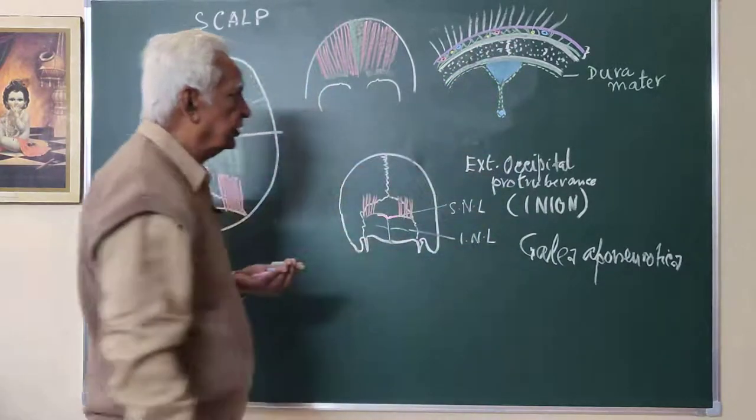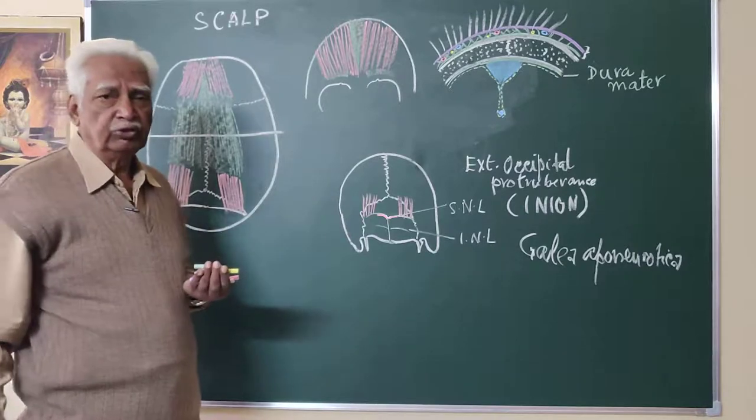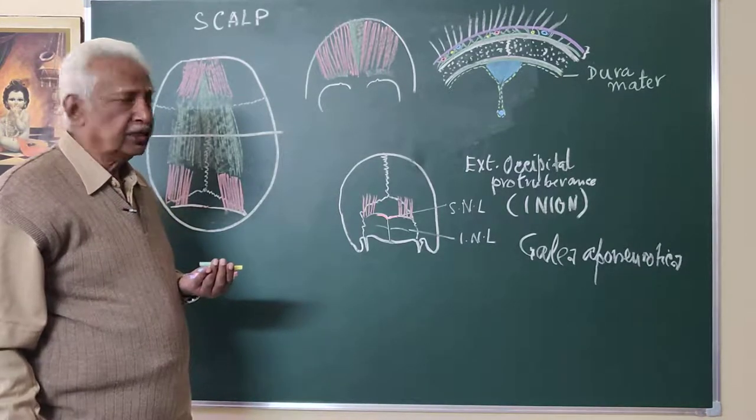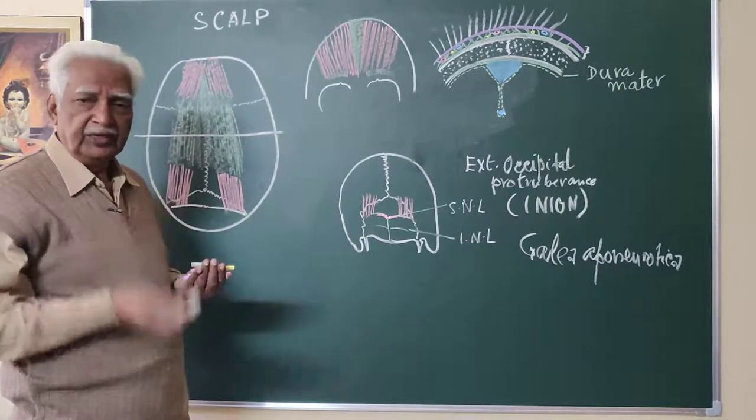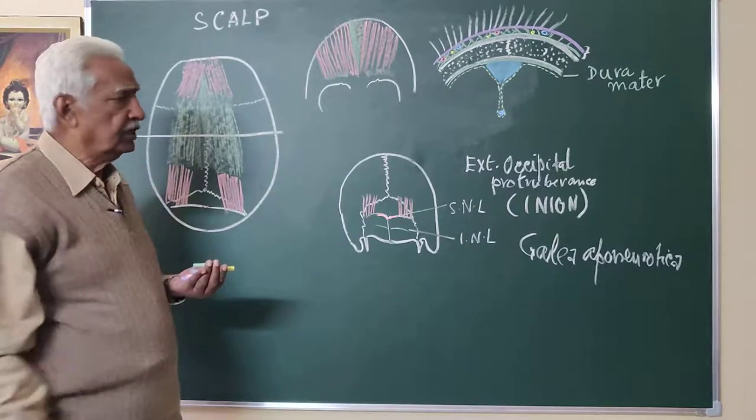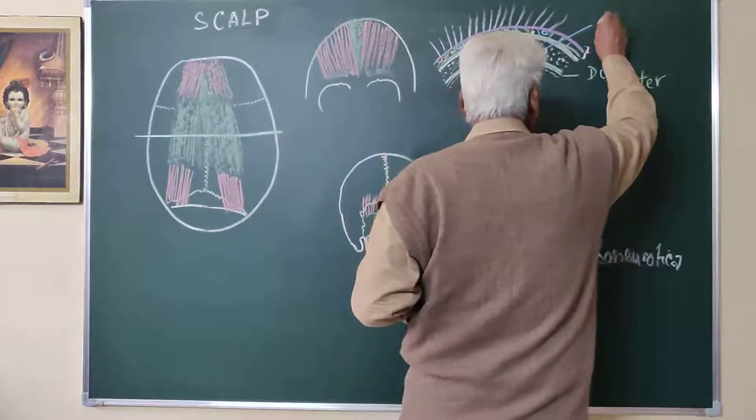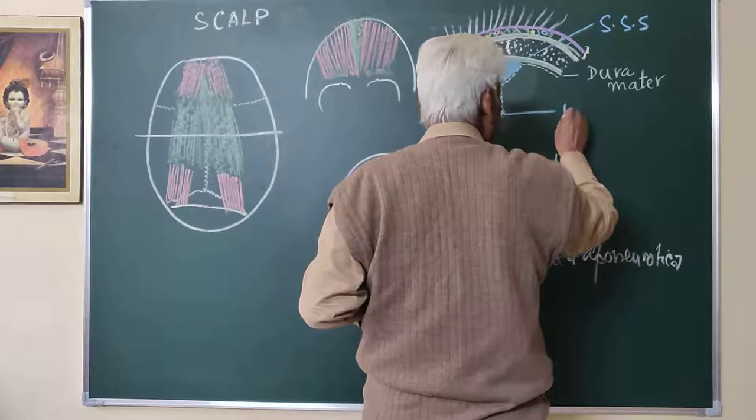Since both of these are just deep to the sagittal suture, therefore their name you can easily understand, that they will be called as the superior sagittal sinus and the inferior sagittal sinus, because they are in relation with this. So this is the superior sagittal sinus and this is the inferior sagittal sinus.